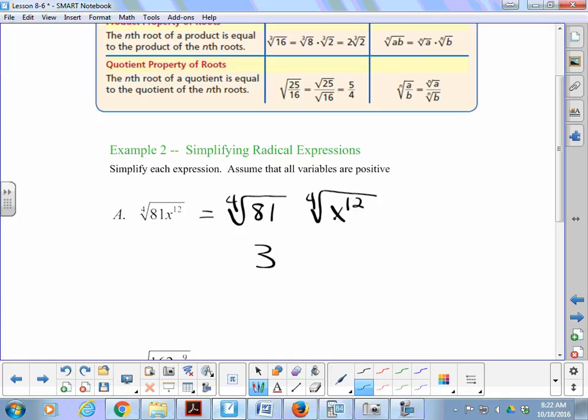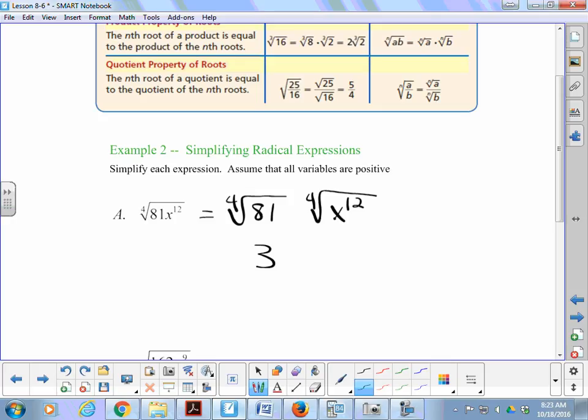Now, when we're talking about variables and exponents, we're always looking for multiples. Okay? So whatever my index is, I want multiples of that number. Right? So to get 12, how many times can I have 4? 3 times, okay, because I got 4, 8, then 12. So I can do this 2 ways.